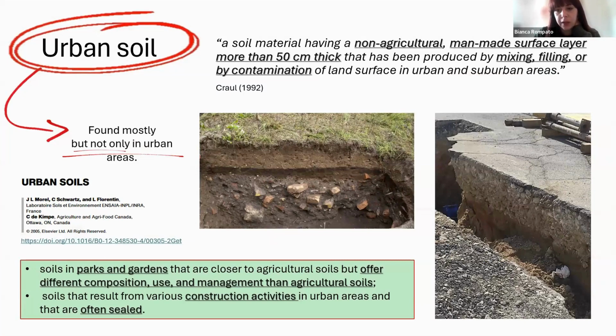Currently, when we talk about urban soils, we refer to a class of anthropogenic soil, strongly influenced by human activity and mainly, but not exclusively, present within urban areas. In fact, they are soils composed of backfill materials and, for example, soils of parks and gardens, also close to agricultural soils but with a different composition, use, and management compared to the agricultural ones. And soil resulting from construction or activity within urban areas, which are often sealed.